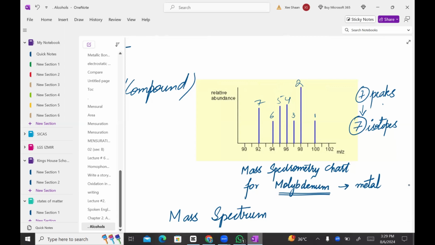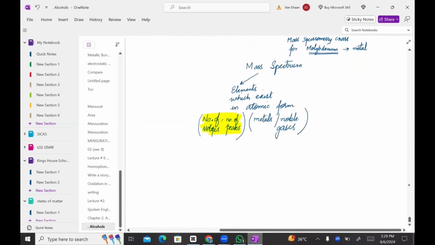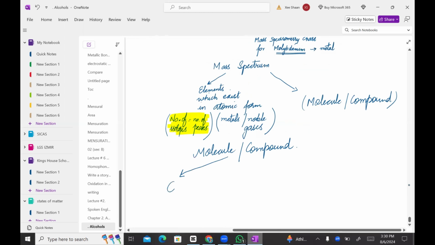Okay. So now let's move towards mass spectrometry. Now, the other type of mass spectrum is for a molecule or a compound. So for a molecule or compound, what is going to happen? We know chlorine 35 is in 75%. And the other isotope of chlorine, which is 37, we know it exists in 25%.